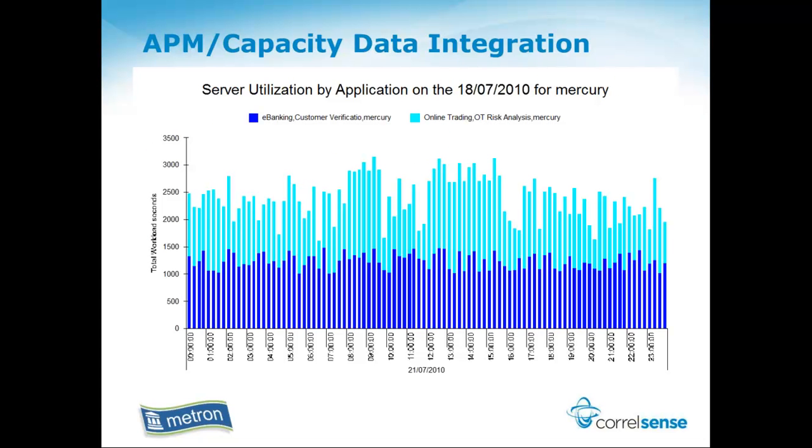Finally, the last chart I wanted to present here has to do with the amount of work that's being done on particular servers. So here we have two different types of transactions being run through the same server. One is online trading, one is e-banking, and the number of CPU seconds that are being completed at any particular interval is being shown here.